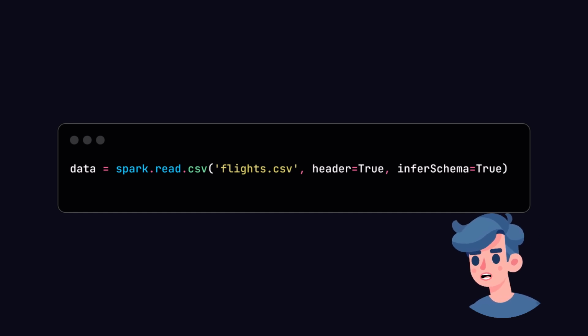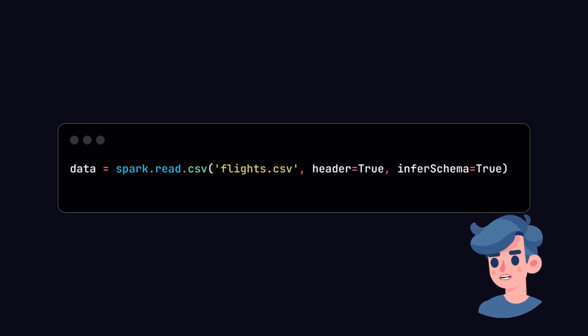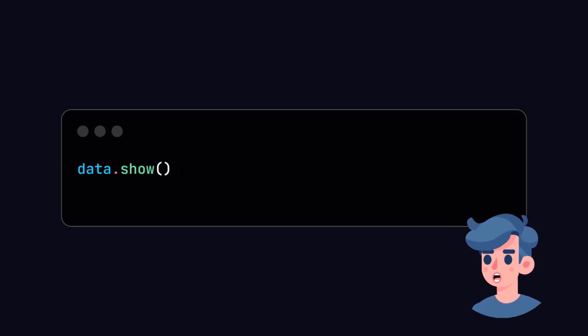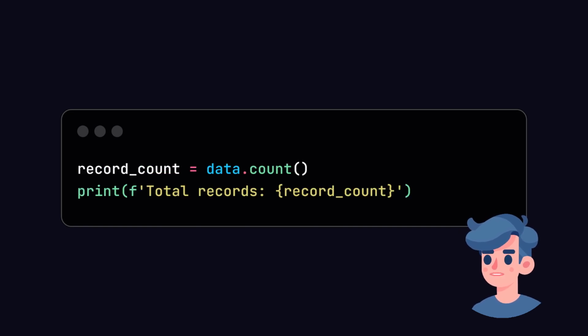For this tutorial, we'll be using a sample dataset that contains information about flights. You can download it from the link in the description. Let's take a peek at the data we've loaded. One of the quickest ways to do this is by using the show method, which will display the first few rows of our data frame. As you can see, we have various columns in our dataset, including origin, destination, and date.